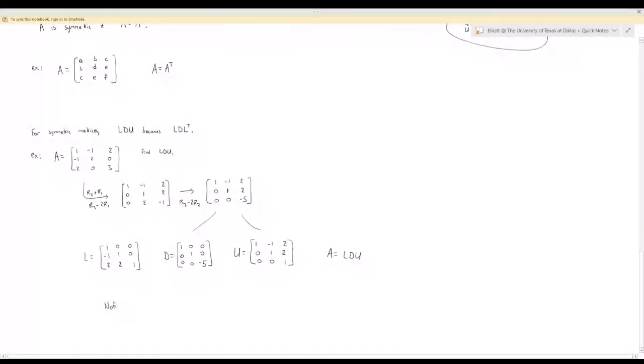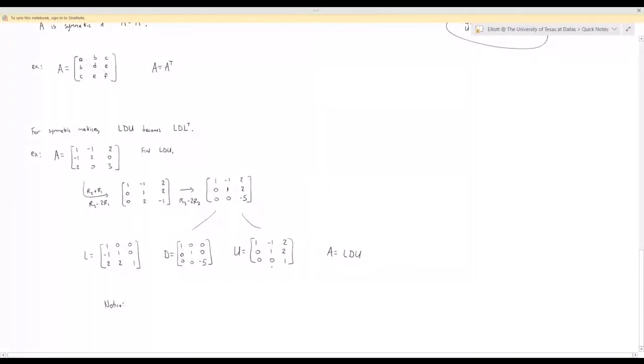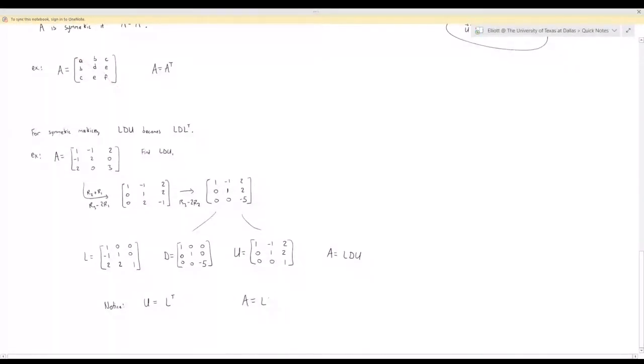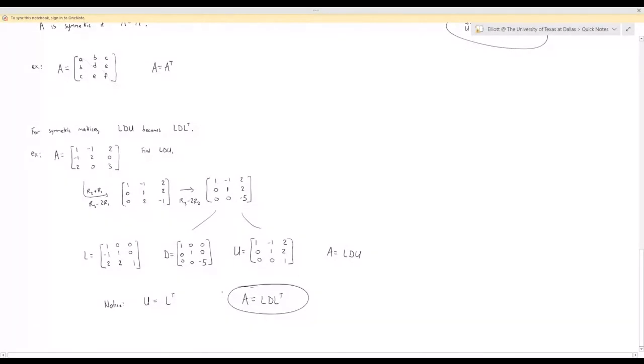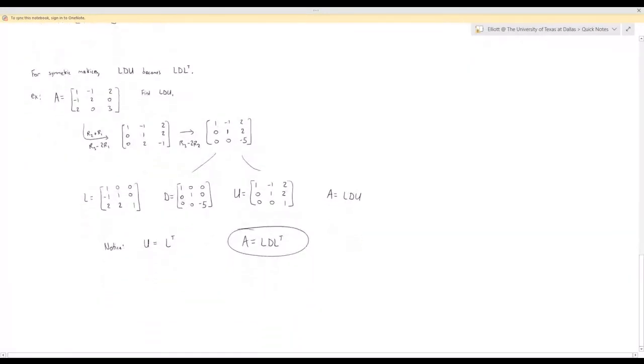But notice that the matrix U is actually the transpose of matrix L. Okay, so the first column of L is now the first row of U. The second column of L is now the second row of U. Third column of L is the third row of U. So in fact, the LDU decomposition has become an LDL transpose decomposition. Okay, so this only works for symmetric matrices though.